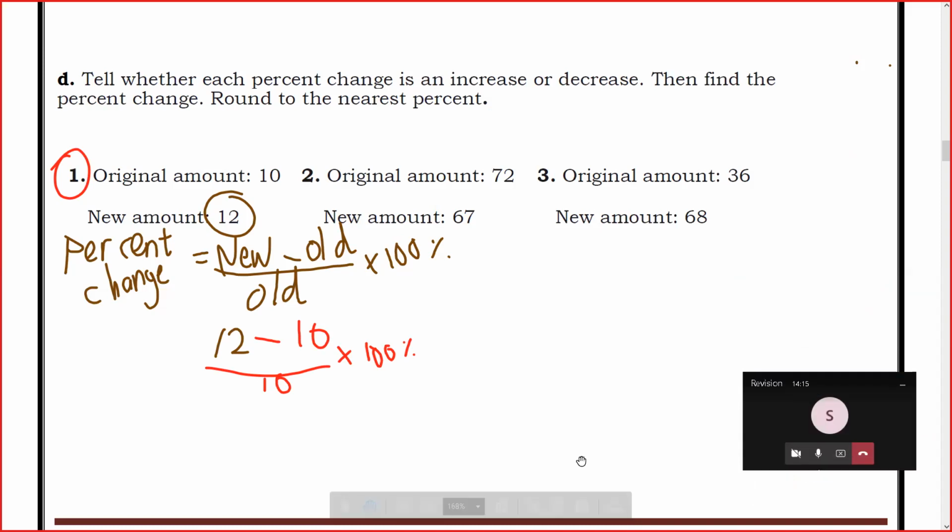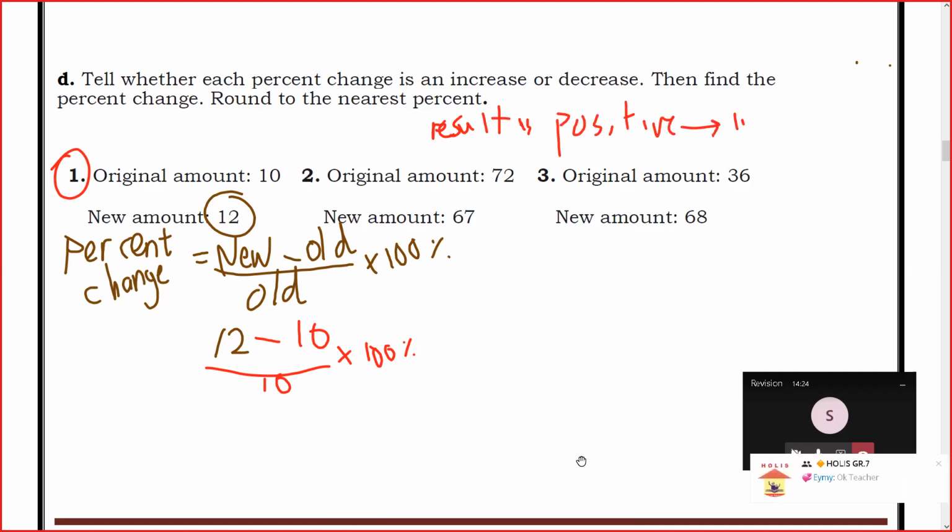So if the answer or the result here is positive, it's going to be increase. And negative, decrease.